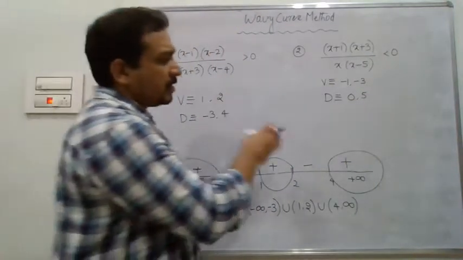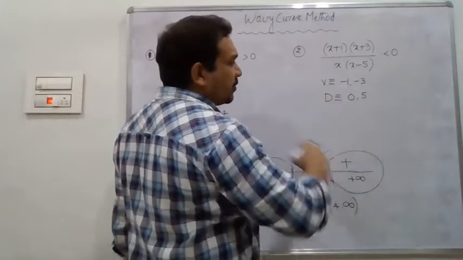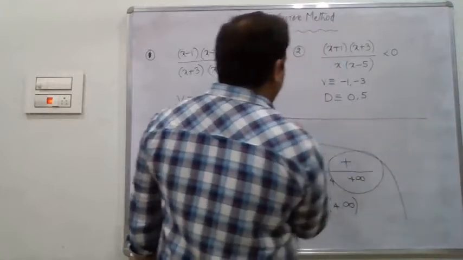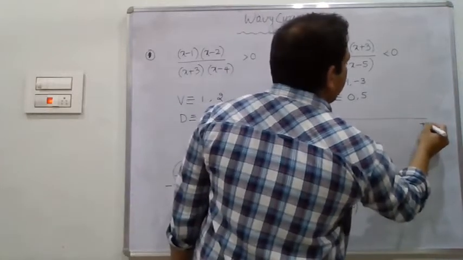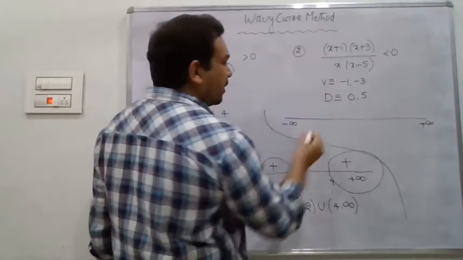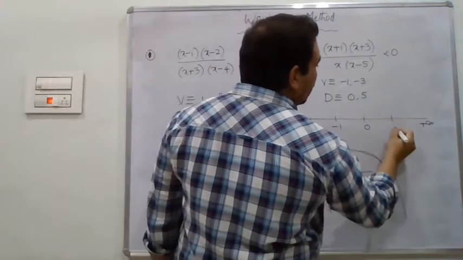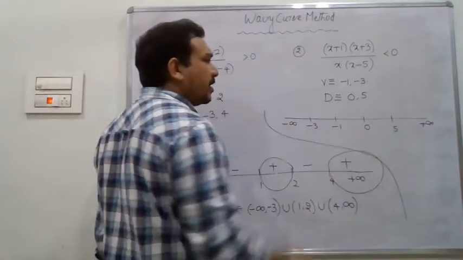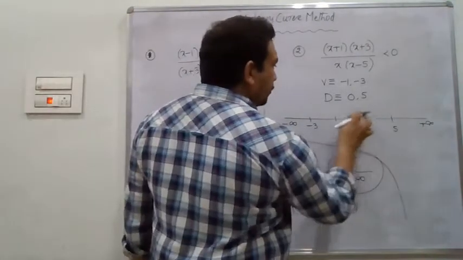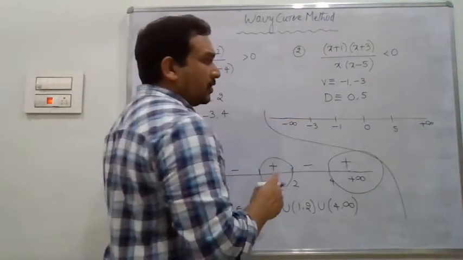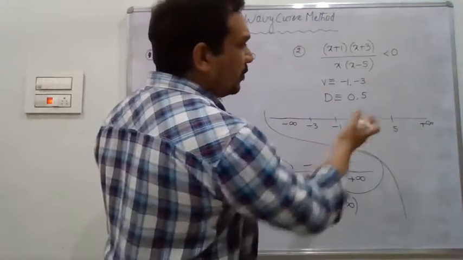Now place all these vanishing points and discontinuous points on a real line. Let us take a real line from minus infinity to plus infinity. Place the numbers in ascending order: minus 3, minus 1, 0, 5. Now these four numbers divide the real line into 5 parts. Each part should have some sign. So what is that sign? Whether it is positive or negative, we have to check.